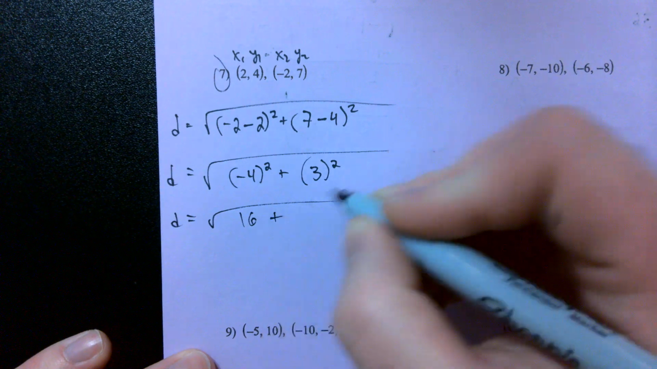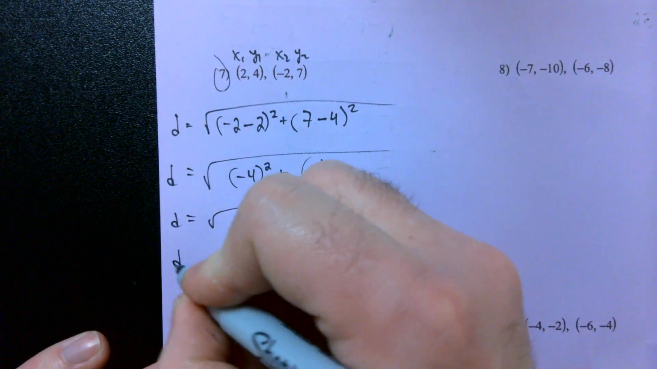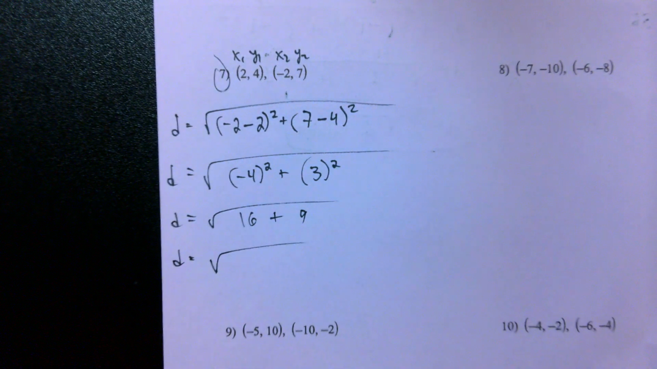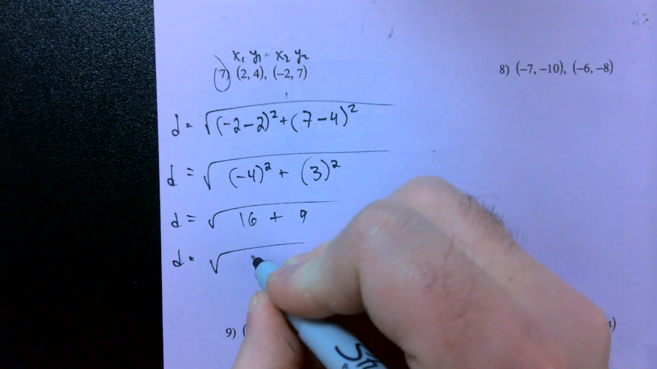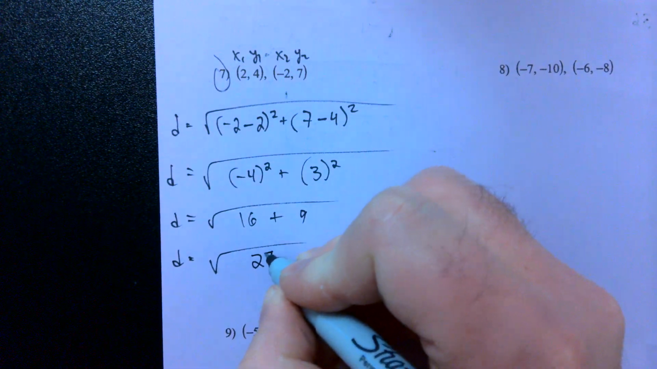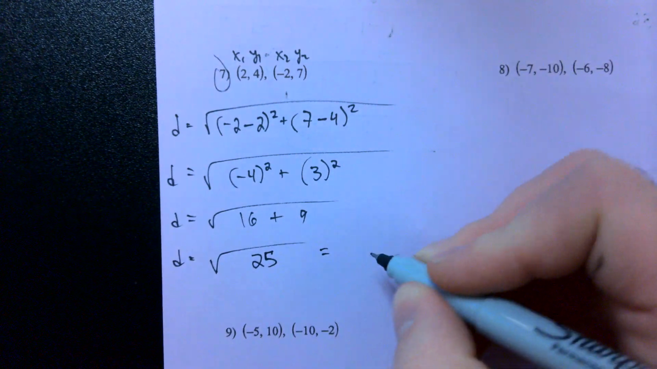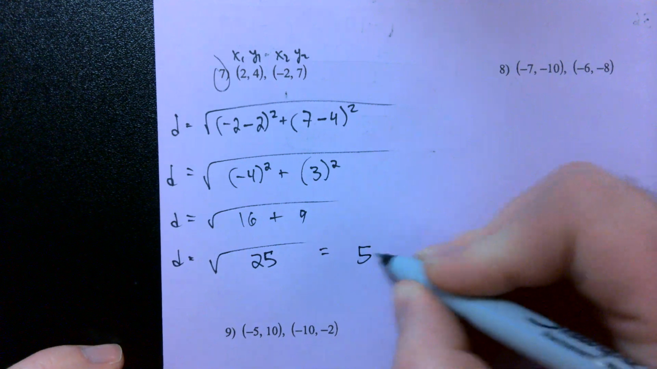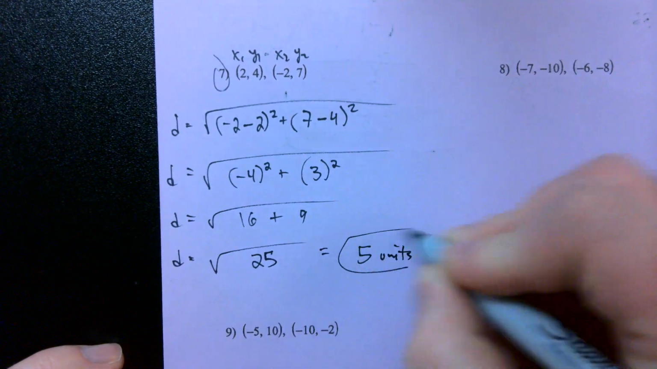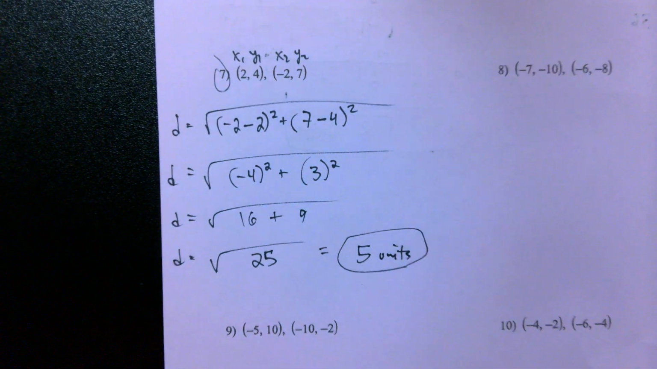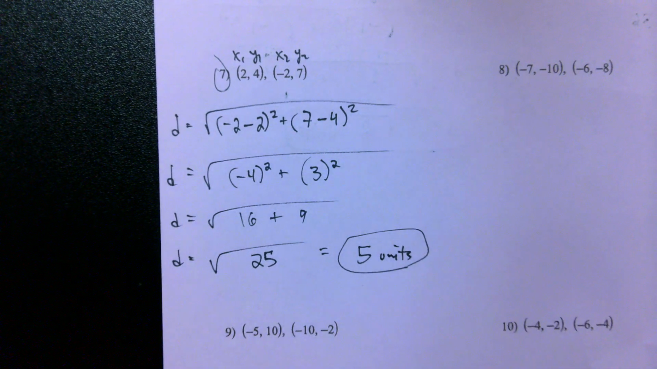Negative 4 squared is 16. 3 squared is 9. What's 16 plus 9? 25. And what's the square root of 25? 5 units. This is the one from the notes. The numbers are different, but it comes out to the same.